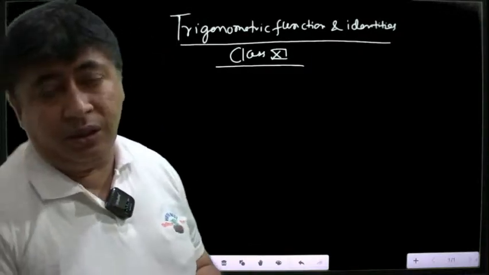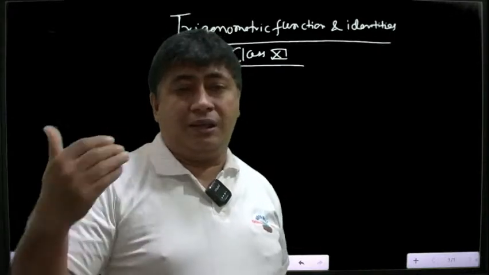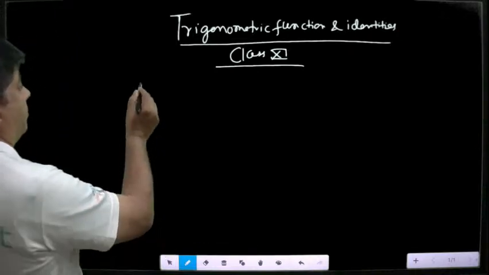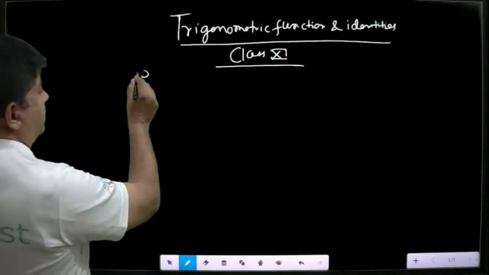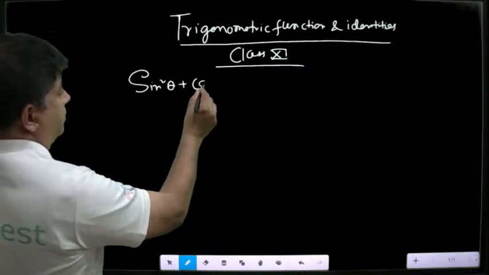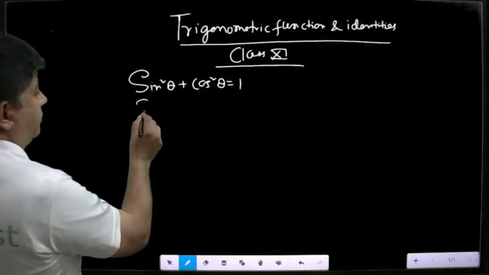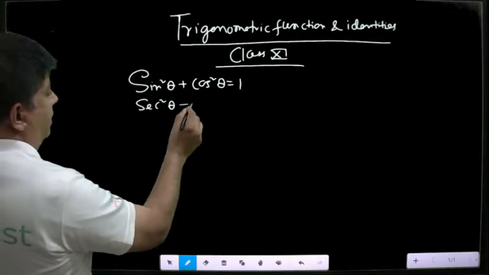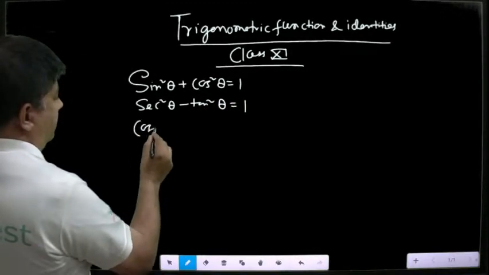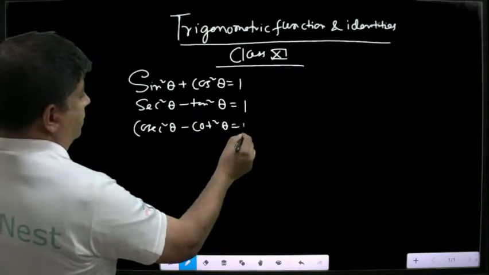Trigonometry is not new for you. Why? Because in class 9 or 10 you were taught the basic things, trigonometrical identities, the known formulas. It depends on the different boards. You know these basic formulas: sin square theta plus cos square theta is 1, sec square theta minus tan square theta is also 1, and cosec square theta minus cot square theta is also 1.